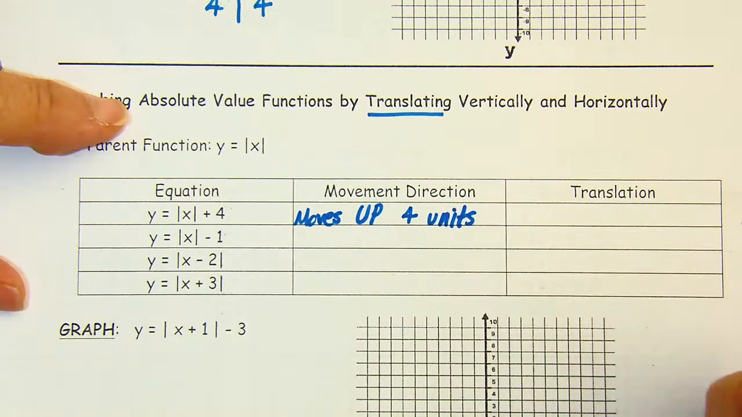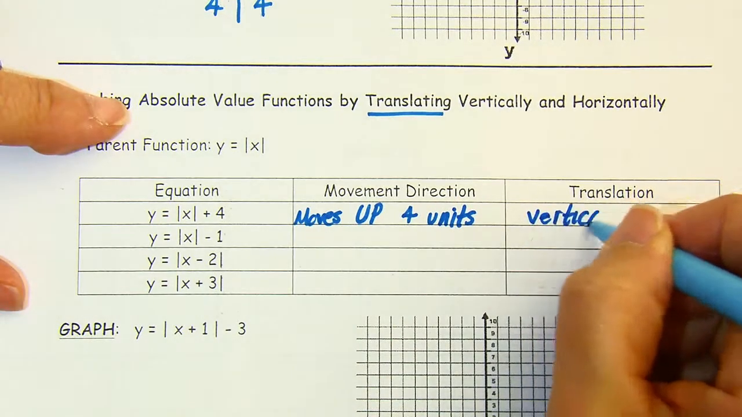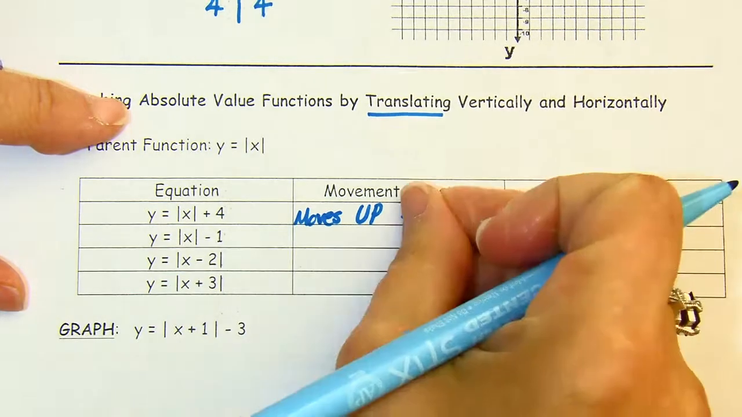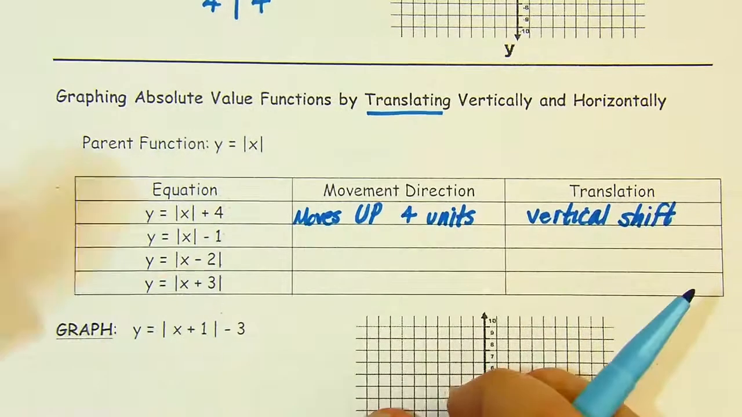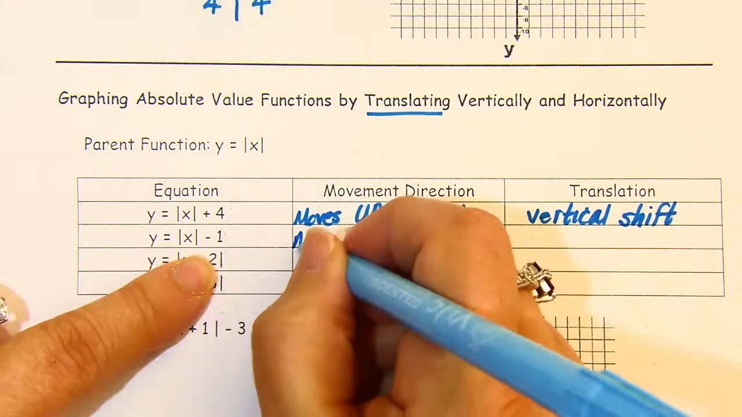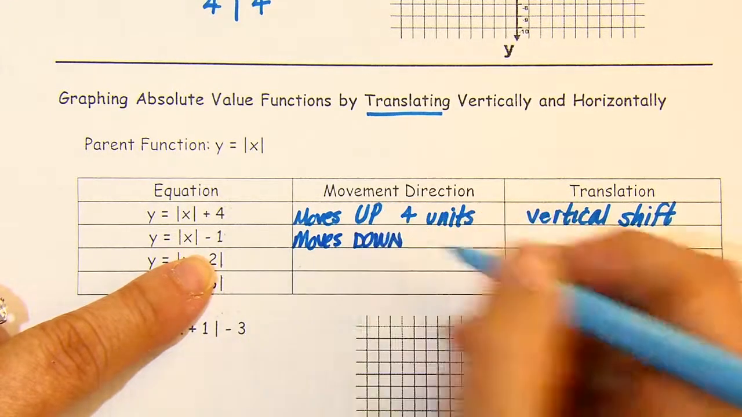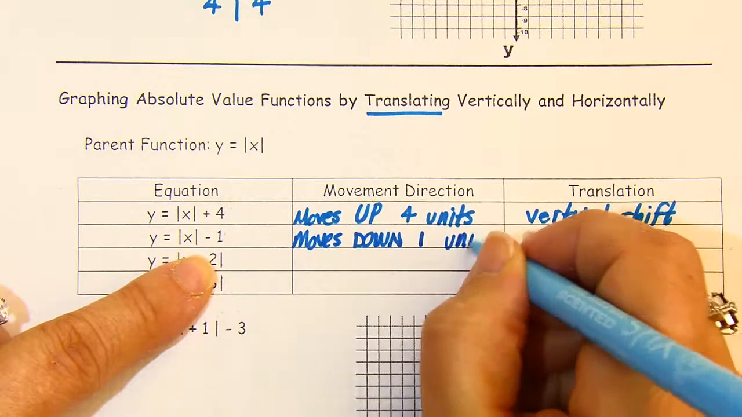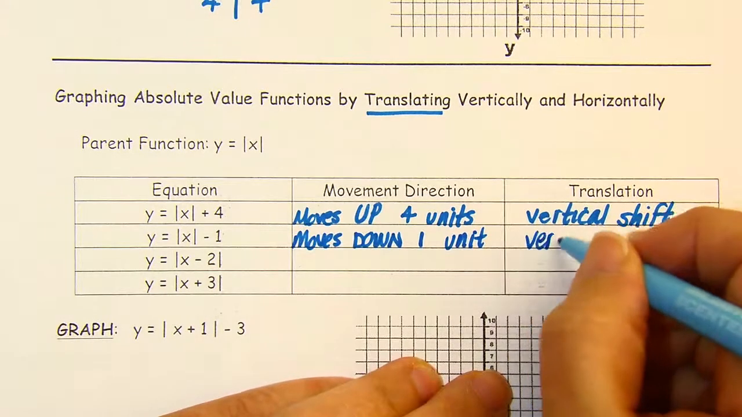Okay, and what type of translation is this? Well, this is a vertical shift because I'm moving it up. You see, going up or down would be a vertical shifting. This one, absolute value of x subtract 1. Well, this is going to move it down instead of up. And not 4 units, but 1 unit. Okay, moves down 1 unit. Again, that's still a vertical shift.